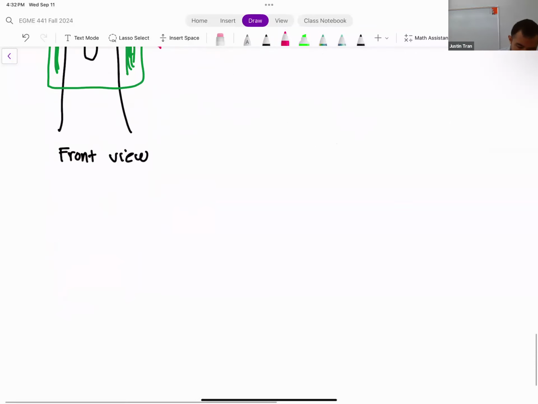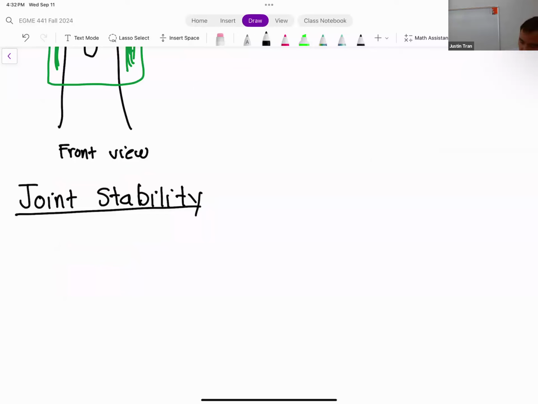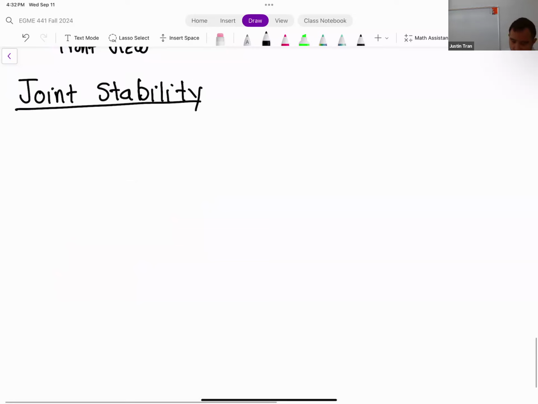Okay. All right. So now that we know the types of joints that are out there, let's start quantifying some things about the joint. So let's start with stability. When we refer to joint stability, what we're referring to is the ability of the joint to resist dislocation, or basically the ability of the joint to stay in the way that it's designed to do. Right?